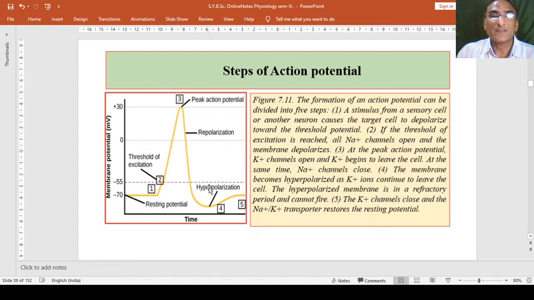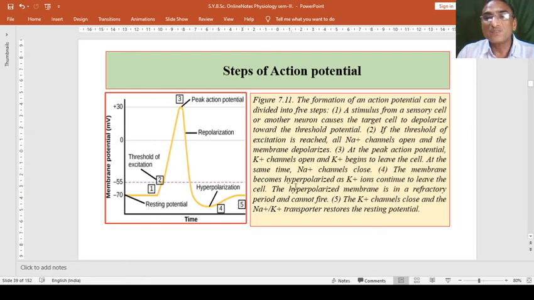action potential. Now, we will see here a stimulus from the sensory cell or another neuron causes the target cell to depolarize towards the threshold potential. This is the stimulus received. Second, if the threshold of the excitation is reached, all the sodium channels open and the membrane depolarizes. This is the membrane. Sodium channels cause the depolarization and potassium channels cause the repolarization, that we have already studied here, sodium and potassium channels.